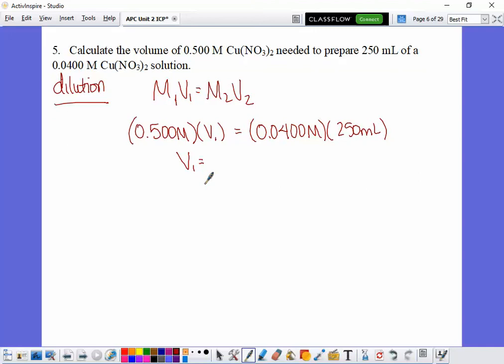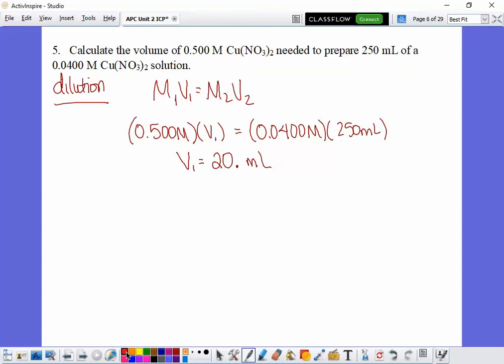What did you get? Should have gotten 20. How many sig figs does your answer have? 2. Because the 250 didn't have a decimal point candidate. We only want 2 sig figs, but we need 20 milliliters of the more concentrated solution.